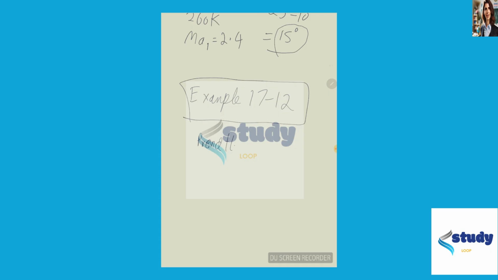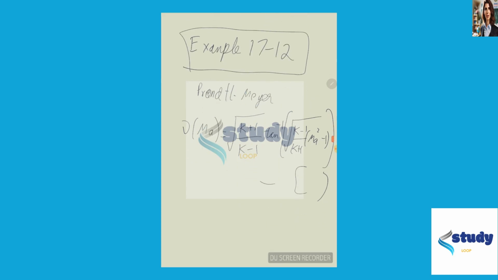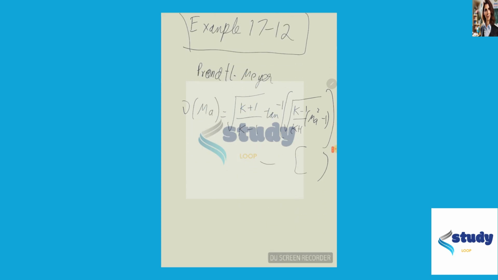That equation is this: nu of Ma equals root of (k plus 1) by (k minus 1), you can see it in this example over here. I won't write the whole equation down because it's just from that example. Tan inverse of, I'll just write down the first term here, root of (k minus 1) by (k plus 1) times (Mach squared minus 1), and then there's a second term, and we have to solve this.